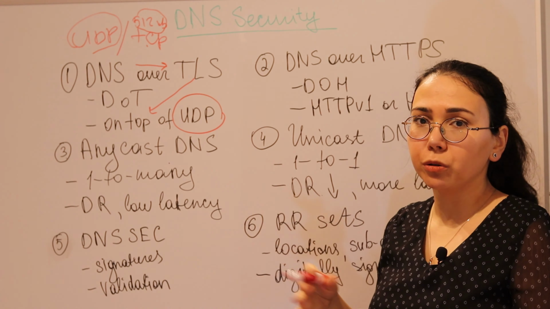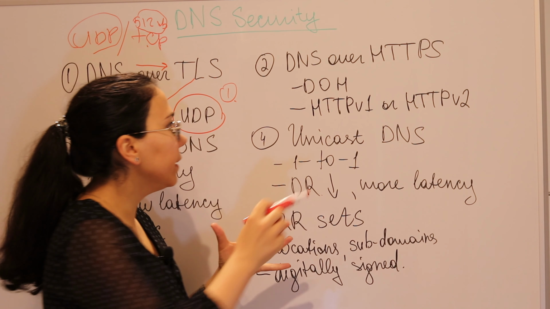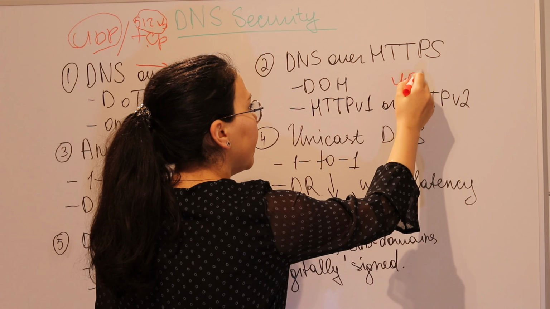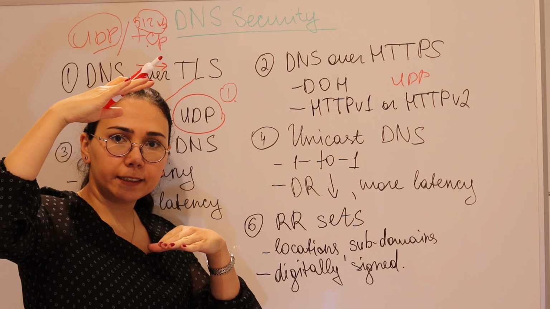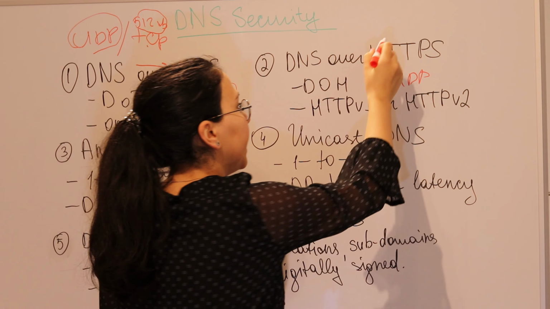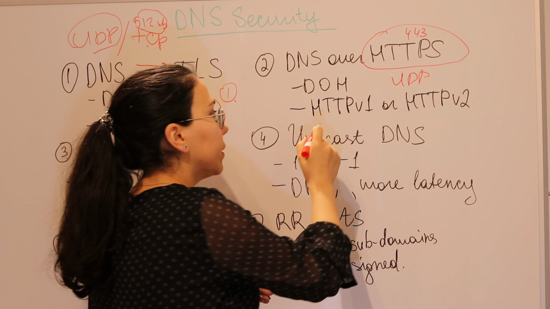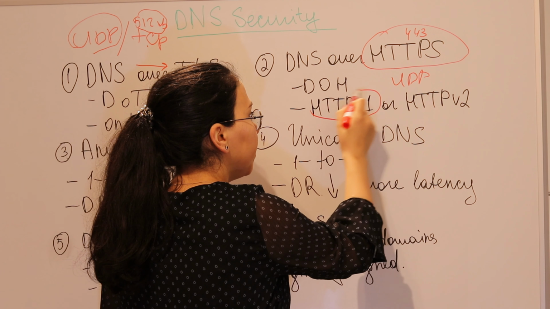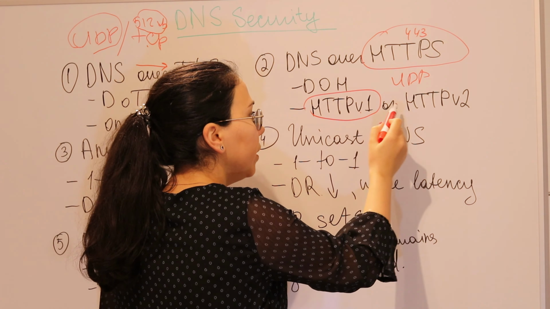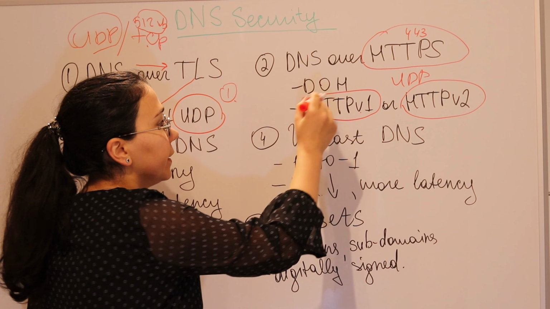The second version is DNS over HTTPS. The principle is the same, right? It's still running over UDP. However, instead of TLS as a security layer, we're using HTTPS. HTTPS is running on port 443, and this is the secure version of the HTTP protocol that we know about. So we're using an underlying HTTP version 1 or HTTP version 2. We're using one of the HTTP versions in order to establish the HTTPS connection under which the DNS is running. Shortly, it's referred to as DoH.